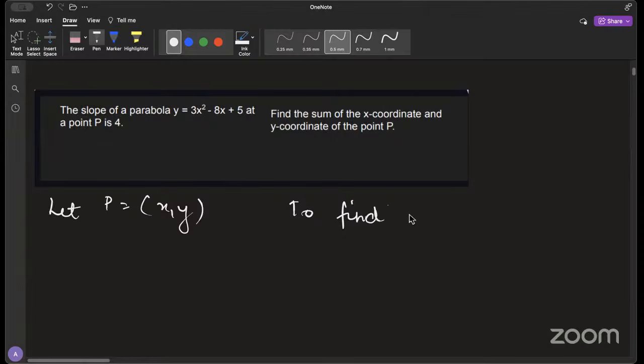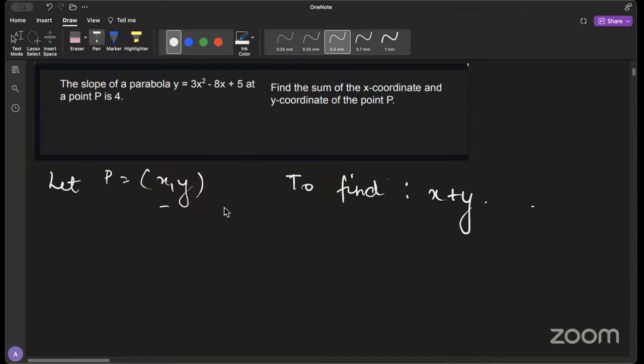So let's say this is the point that we're looking for, and we have to find x plus y. That's the question. And it says that the slope at this point is 4. So the slope of a parabola is given by 2ax plus b, right? So this is going to be 6x minus 8. This is the general slope, and at point x comma y, it's the same thing.